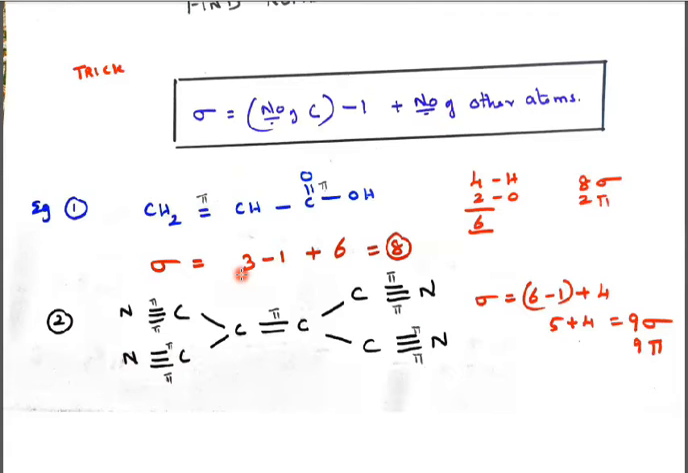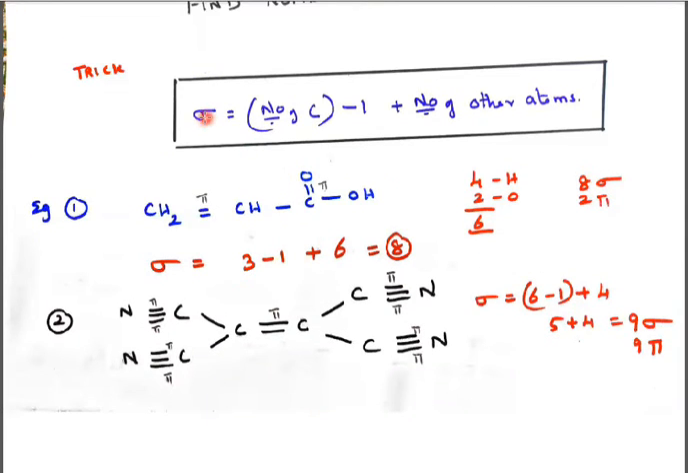So number of carbon atoms minus 1 plus number of other atoms. Number of other atoms, I told you, 4 hydrogen and 2 oxygen comes to 6. So plus 6. So 3 minus 1 plus 6, 2 plus 6 equal to 8. So it has 8 sigma bonds and 2 pi bonds. Here the 2 double bonds are pi bonds. So 8 sigma bonds and 2 pi bonds. This is the easiest method to find out the number of sigma bonds and pi bonds.